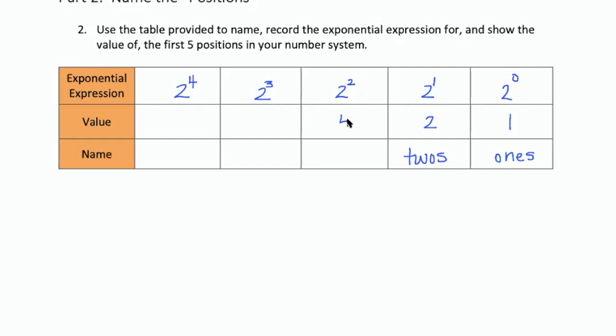2 squared is 4. So the next position is the 4's place. 2 cubed, 2 times 2 times 2, is 8. So we also have 8s and we have 16s. And that may sound very strange, but keep in mind, the only reason that you're used to a 1's place and a 10's place and a 100's place is just that that's what you've experienced for many, many years. There's no reason it can't be a different base and have positions of 1's and 2's and 4's and 8's.